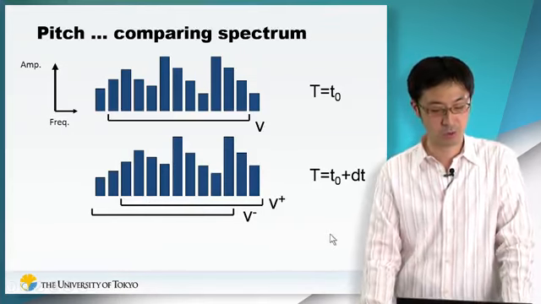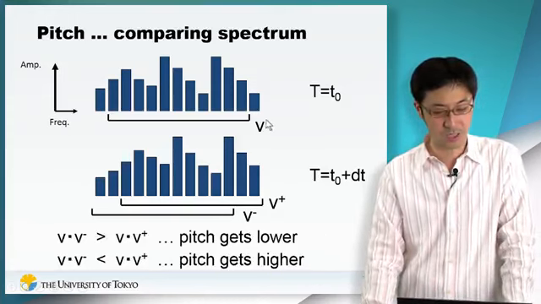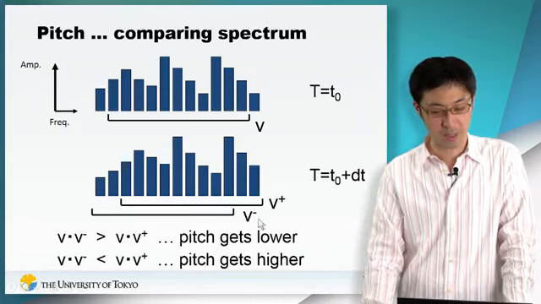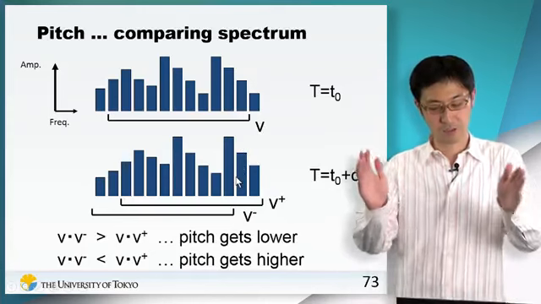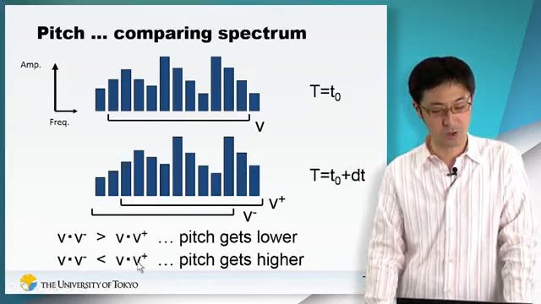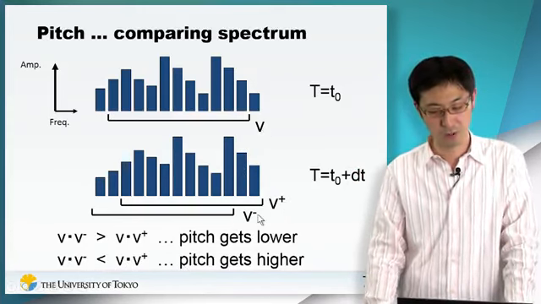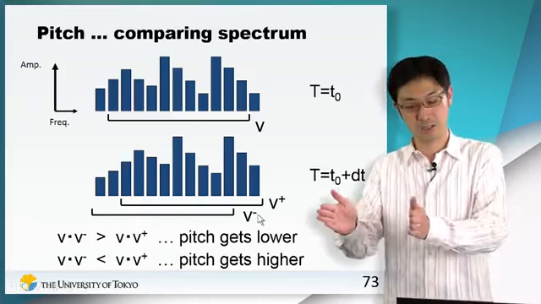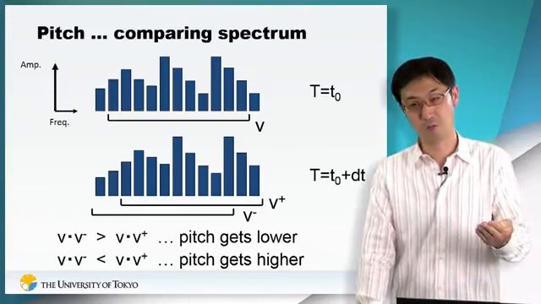And then we just compute dot products between them. This one is the dot product between V and V minus. And then you also compute V and V plus. If the V minus product is higher, then V minus is closer to V, which means that the pitch has shifted lower. And if the dot product with V plus is higher than with V minus, then V plus is closer to V, which means the spectrum gets higher. So this very, very simple implementation returns a very, very stable result.